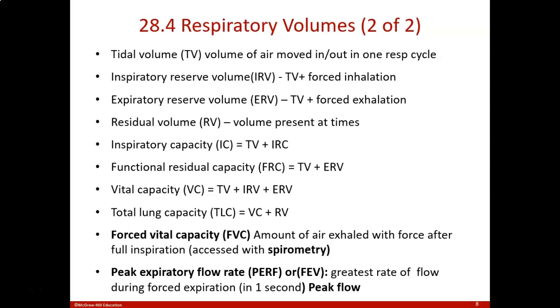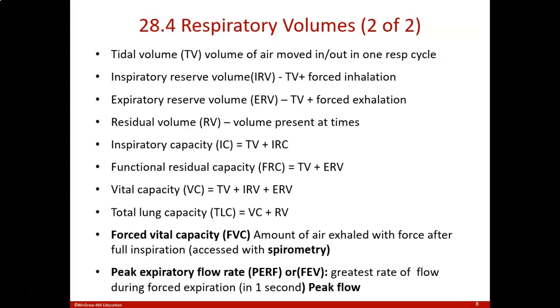Now the two bottom ones are important because during this class we will be talking about spirometry and peak flow. Those are two of the pulmonary function tests that we'll be talking about and dealing with in this lecture and during this week. And so when we look at something called forced vital capacity, acronym FVC, that is actually what is being determined with spirometry. And so that is the amount of air that you can exhale with force after you've taken a full, deep inspiration.